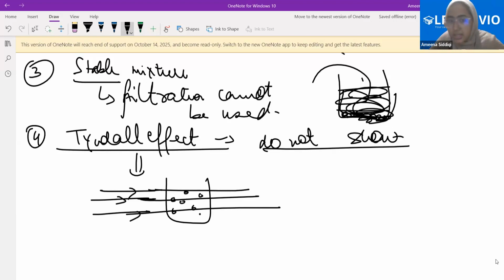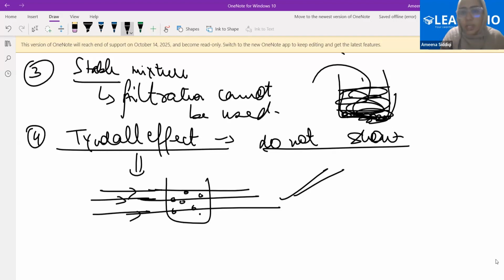Are you getting that? Therefore, this is the Tyndall effect and the solution does not scatter the light. Therefore, no path of light is visible. Therefore, it does not show the Tyndall effect. Why is it happening? All because of the small particle size of the solution. Any confusion here? The solution is completed.